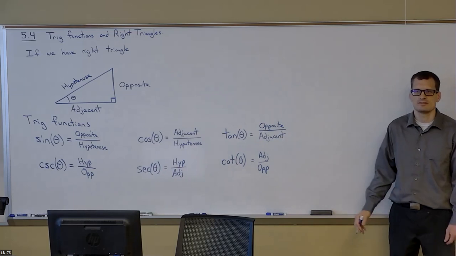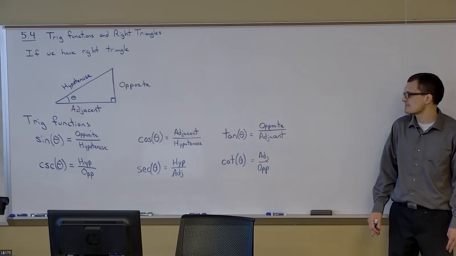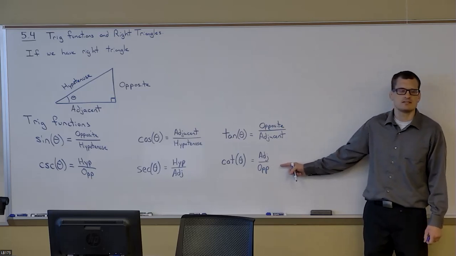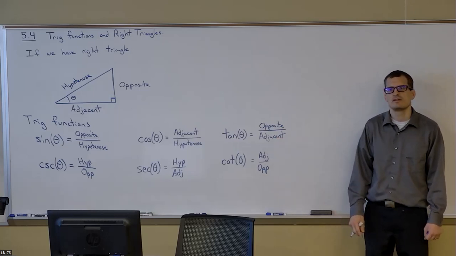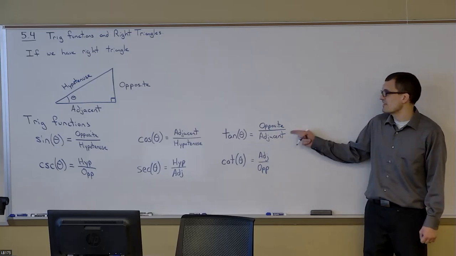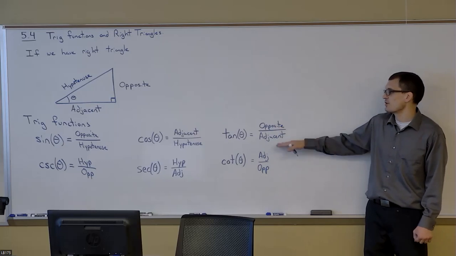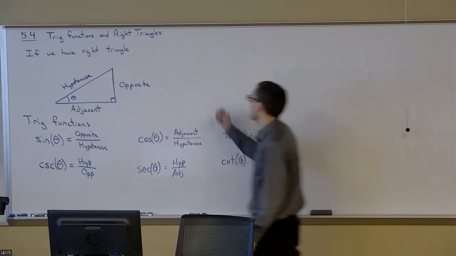All right, we saw that a little bit earlier. Most people don't memorize these last three, the cosecant, secant, and cotangent, because they're just reciprocals of the other three. But these three relationships here, these are what people refer to as the SOHCAHTOA relationships. Have you guys heard that one? SOHCAHTOA.